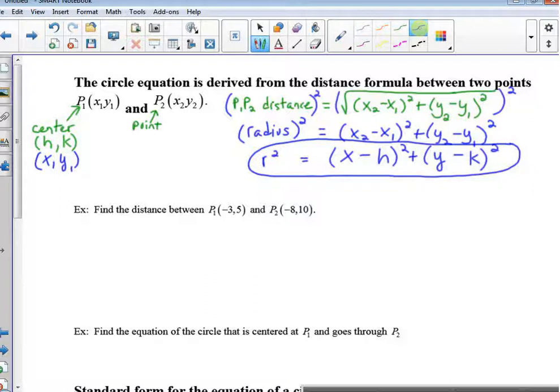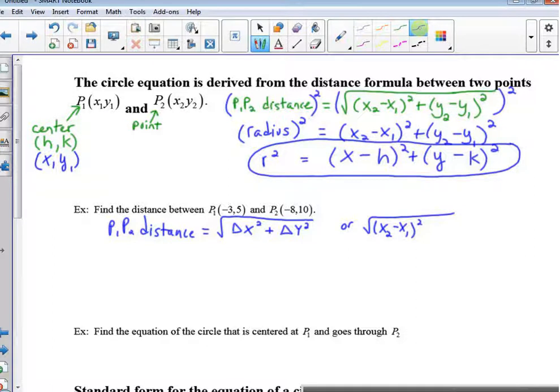This next one. So the P1, P2 distance is going to be the square root of change in x squared plus change in y squared. That also means x2 minus x1 quantity squared. You could do x1 minus x2 quantity squared as long as you do y1 minus y2. I'm doing y2 though, minus y1 quantity squared.